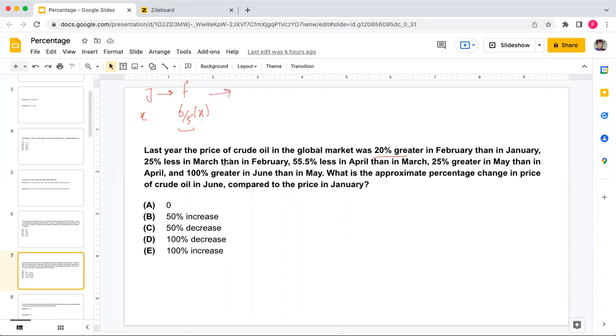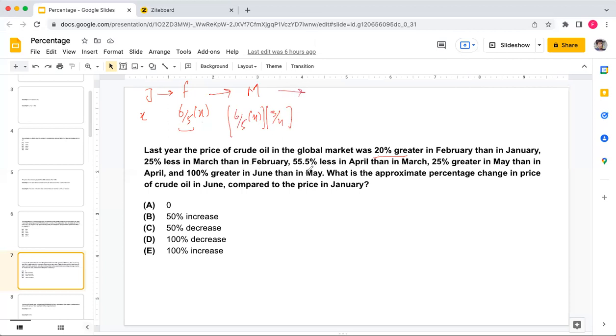Now the next thing is there is a 25% decrease from February to March. How can I write this on 6 by 5 of x? How can I write a 25% decrease? That is 3 by 4. Everyone is getting my point, right? Because if no one answers, I will proceed with whatever I'm doing.